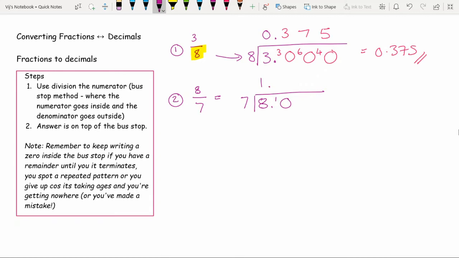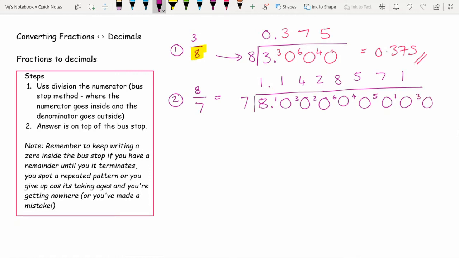How many 7's go into 10? That would be 1 with a remainder of 3. How many 7's go into 30? That would be 4, remainder 2. How many 7's go into 20? That would be 2, remainder 6. How many 7's go into 60? That would be 8, remainder 4. How many 7's go into 40? That would be 5, remainder 5. How many 7's go into 50? That would be 7, remainder 1. How many 7's go into 10? That would be 1, remainder 3.